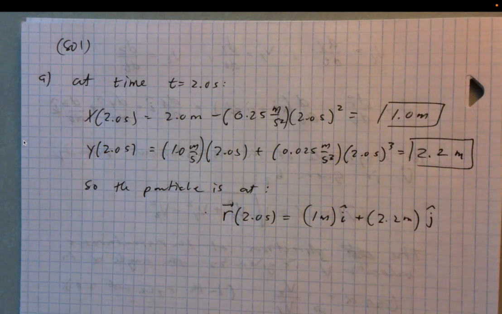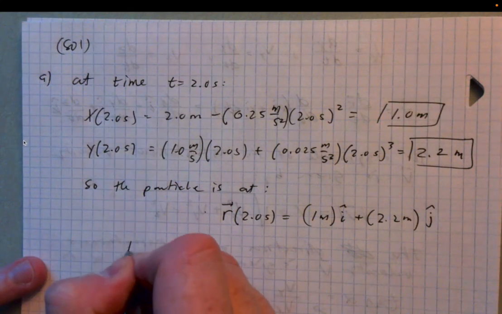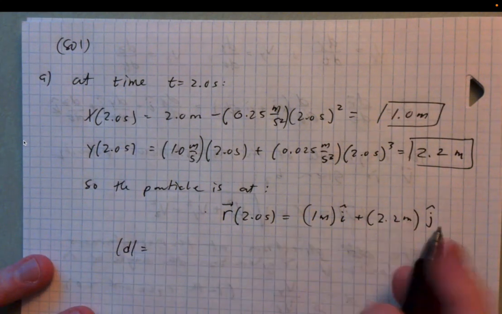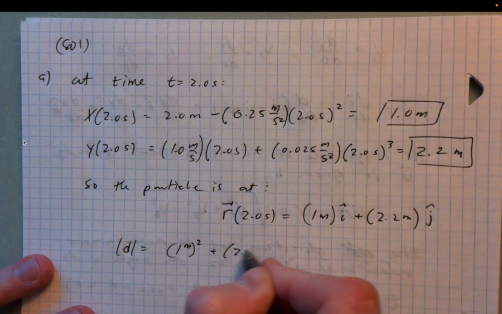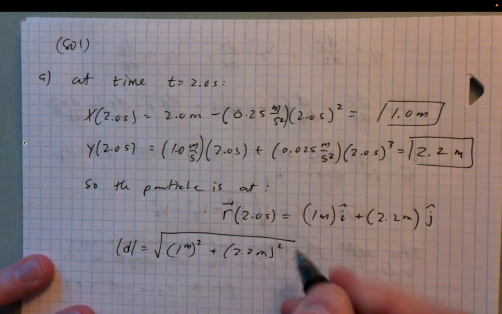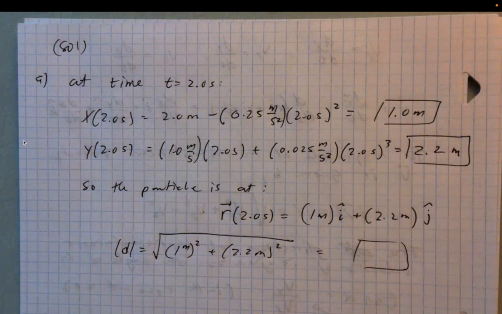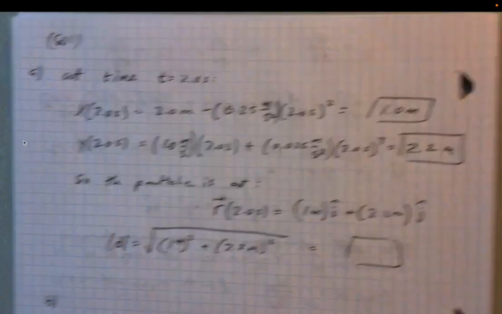Perfect. And then you could identify the distance from the origin by just looking at this. The distance is equal to the square root of 1 meter squared plus 2.2 meters squared, and I'll let you figure out what that is. That would be the distance from the origin. Excellent. Part B. What's part B?